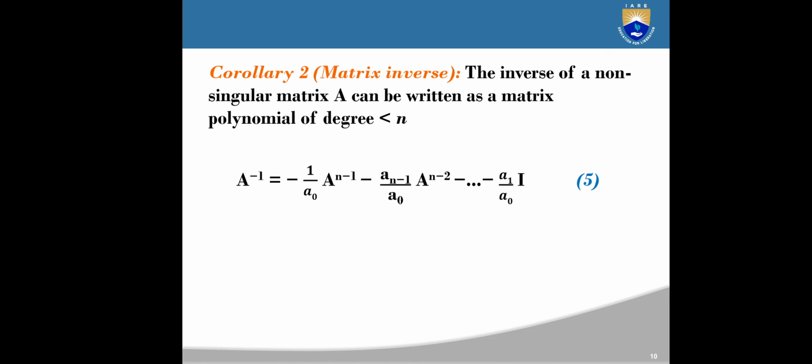Corollary 2. Matrix inverse. The inverse of a non-singular matrix can be written as a matrix polynomial of degree less than n. A inverse is equal to minus 1 over a_0 times A^{n-1} minus a_{n-1} over a_0 times A^{n-2} minus and so on up to minus a_1 over a_0 times I.